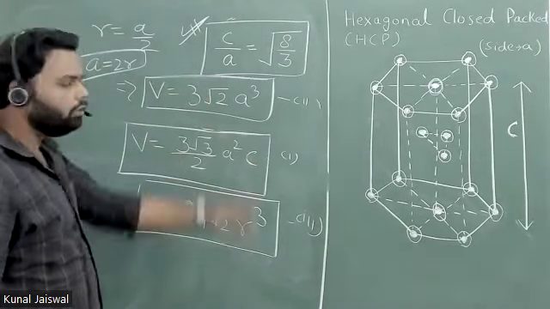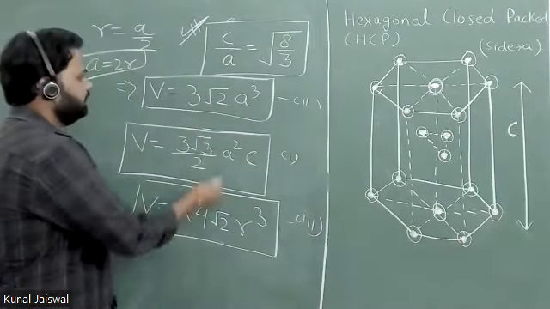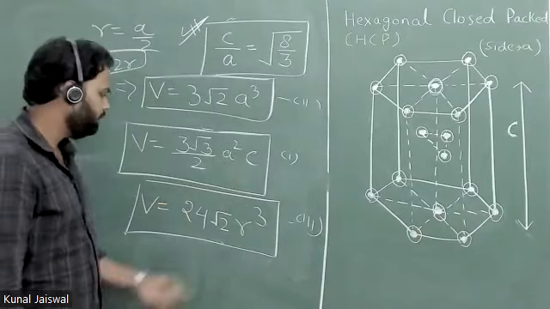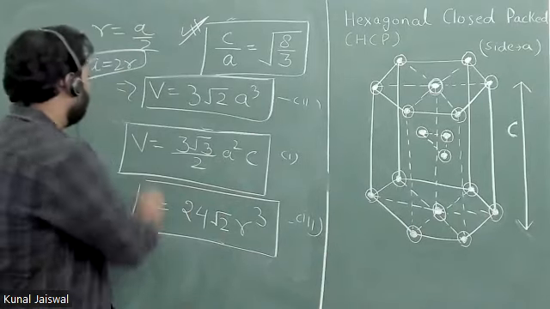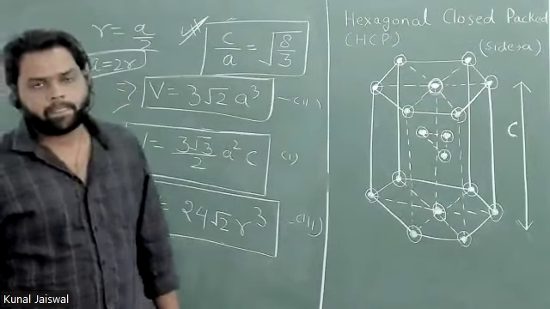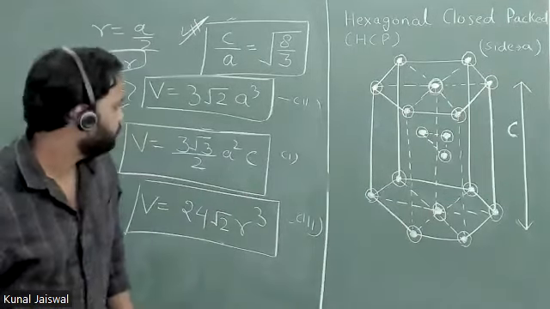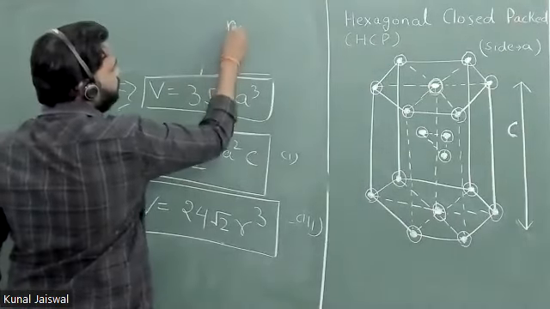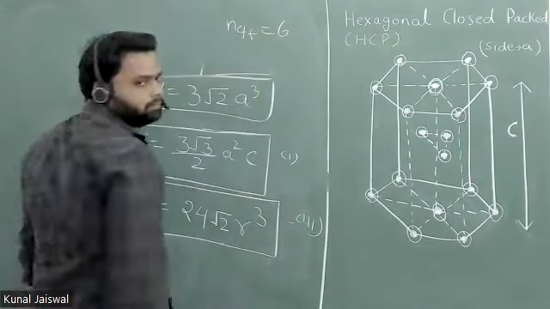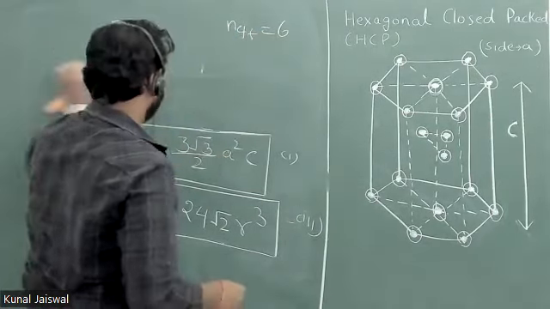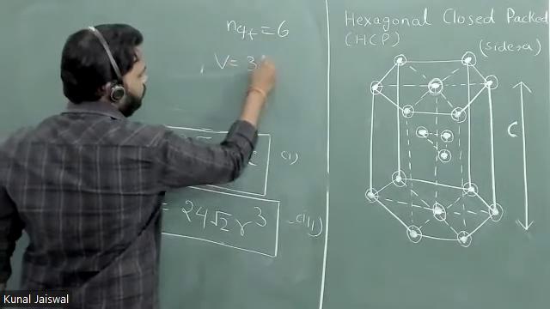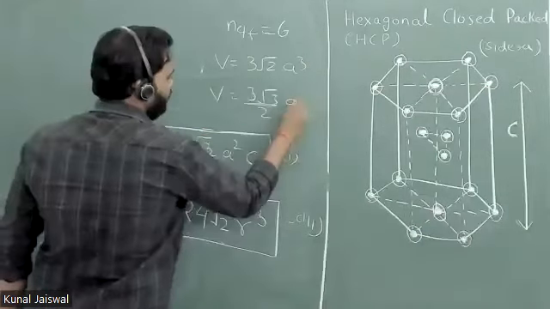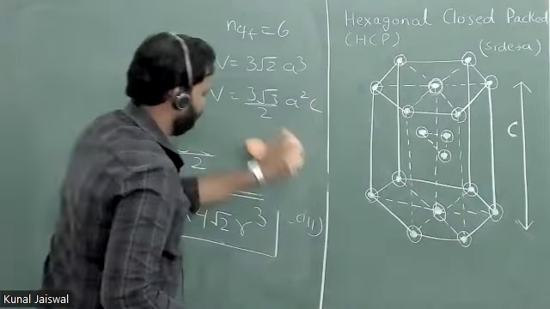Okay, so all three are the volume of the unit cell, but in different manners. This is completely in terms of A, that is edge length. This is in terms of A and C, quite famous, quite important. And this is in terms of R. So all three are important. Now let's find out the atomic packing fraction. What was the N effective here? N effective was 6. Okay, and the volume we have got is 3 root 2 A cube, 3 root 3 by 2 A square C, and obviously 24 root 2 R cube.